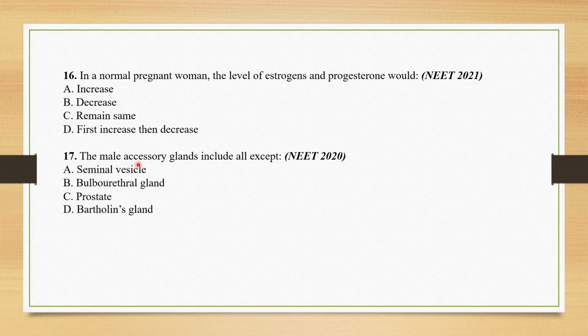Question 17. The male accessory glands include all except. Right answer is option D, Bartholin's glands. Bartholin's glands are female glands located near the vaginal opening and help in lubrication during intercourse.